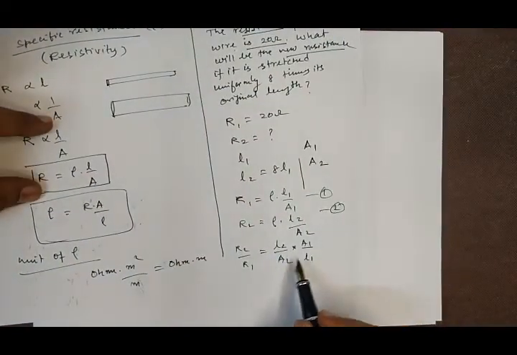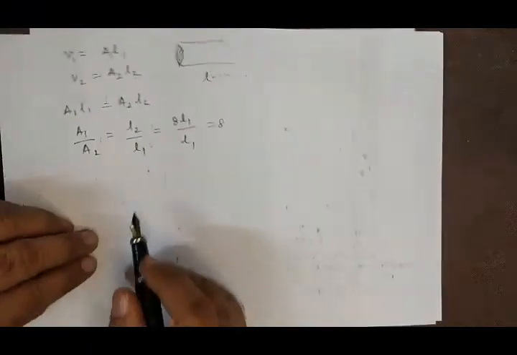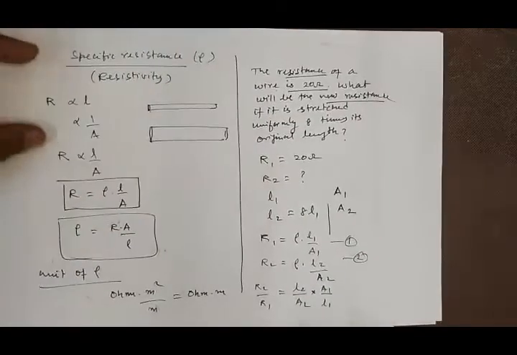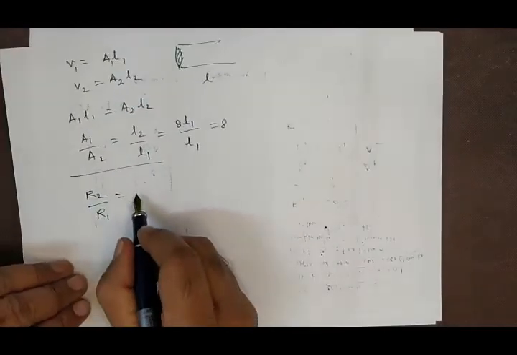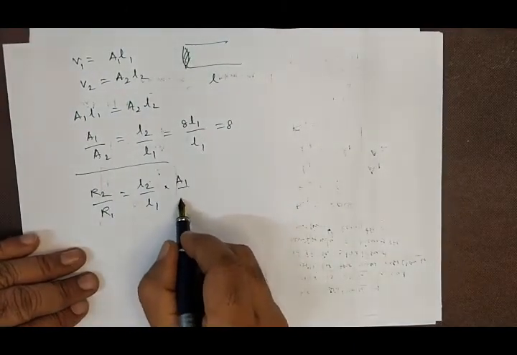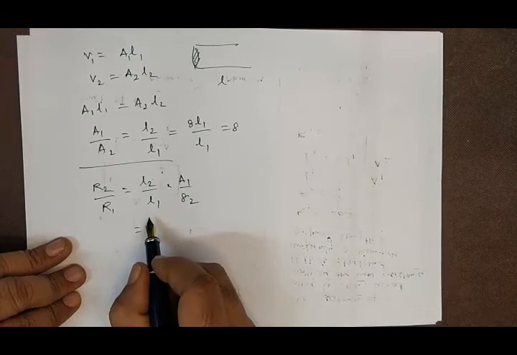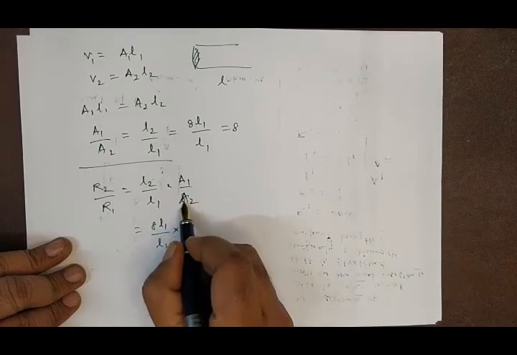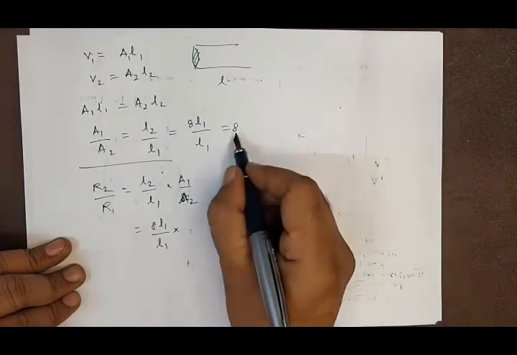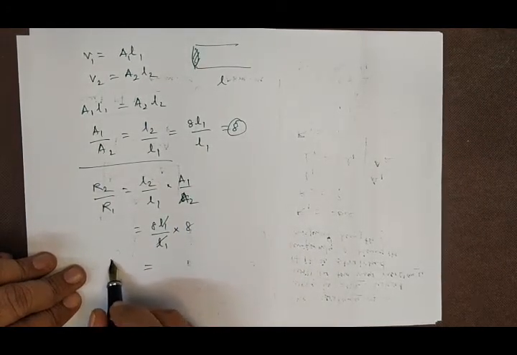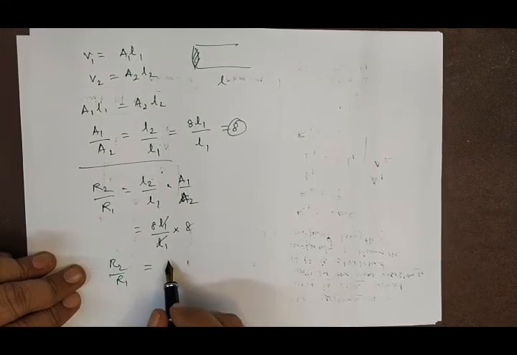Similarly, R2 by R1 is equal to L2 by L1 into A1 by A2. So what is L2? This is also 8 L1 divided by L1 into what is A1 by A2? Just now we found it is 8. You can put 8. So this can be cancelled. So R2 divided by R1 is equal to 64.